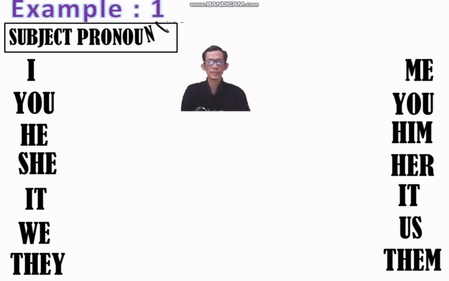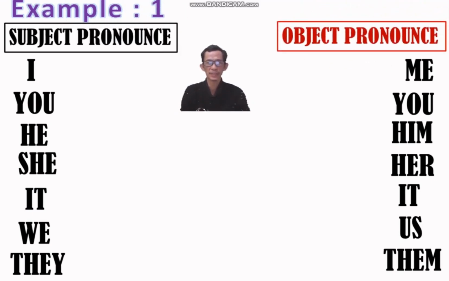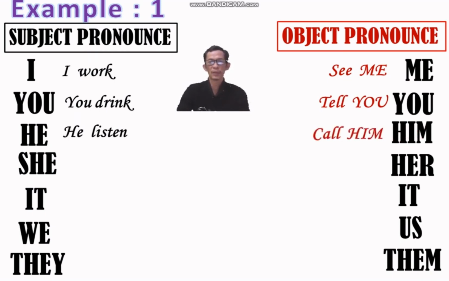Okay everyone, this is example 1. How to make a simple sentence with subject pronouns and object pronouns. Number 1, I work. See me. You drink. Tell you. He listens. Call him.